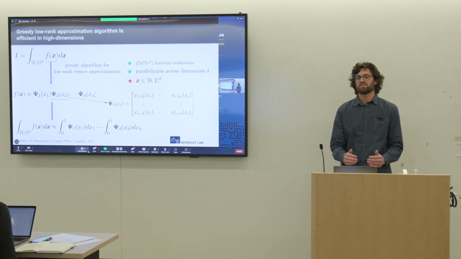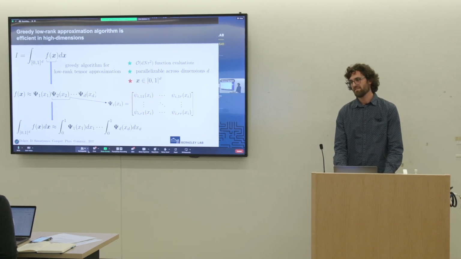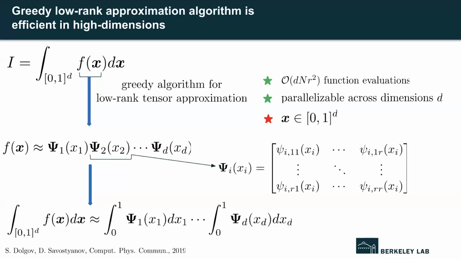So once we've computed this low-rank expansion of the function f, then we can go ahead and compute the integral relatively cheaply just by moving the integral sign through the product and using the one-dimensional quadrature rules on each of the one-dimensional functions that we have from this low-rank expansion.